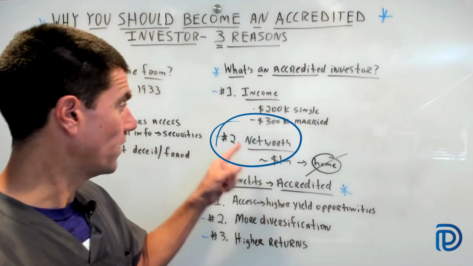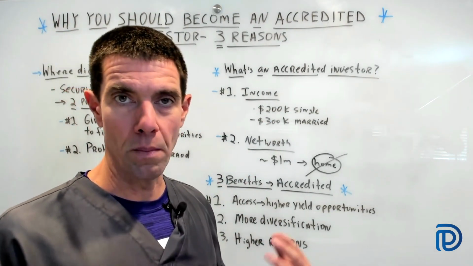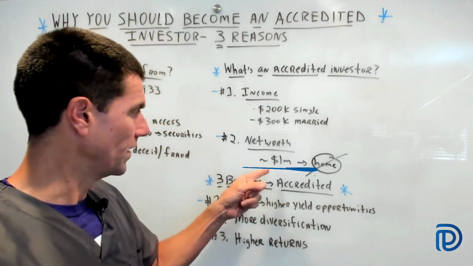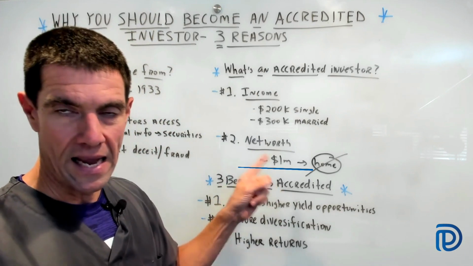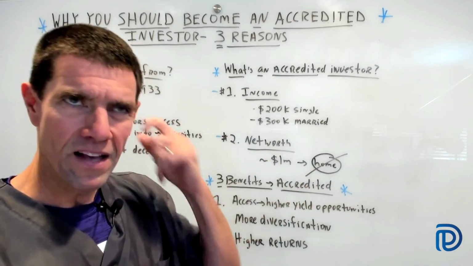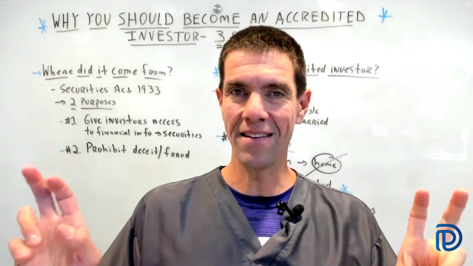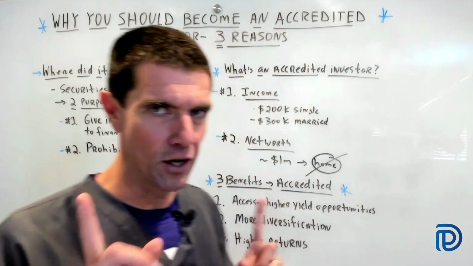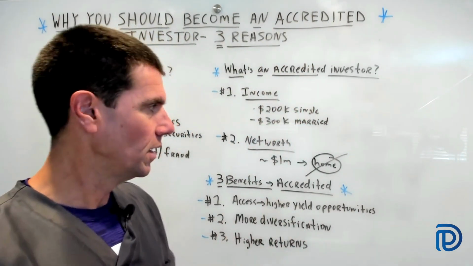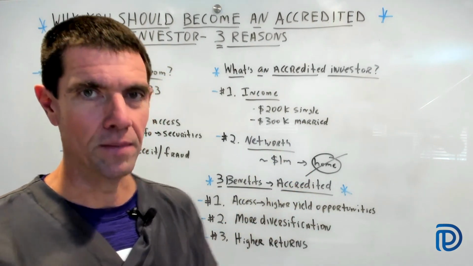Or you could qualify with net worth. Net worth is a person or married couple with a net worth of at least $1 million, and it does not include your primary residence, which kind of makes me think, well, everybody talks about your best asset is your home, yet in the accredited investor definition, it does not include your home. Think about that. All right.